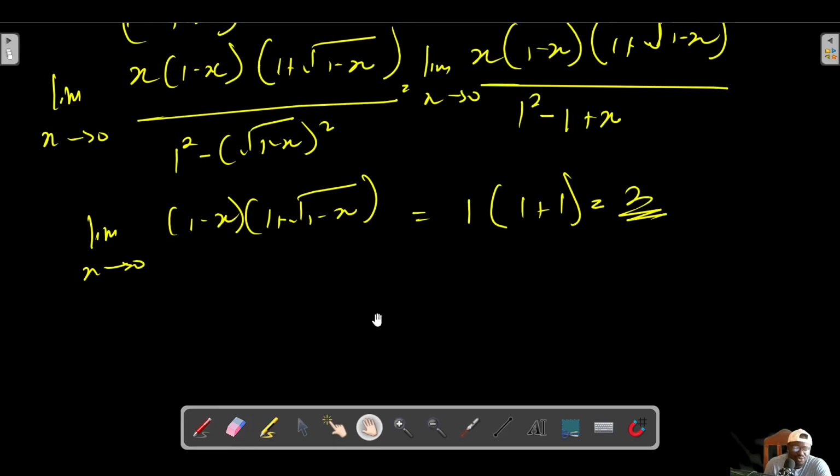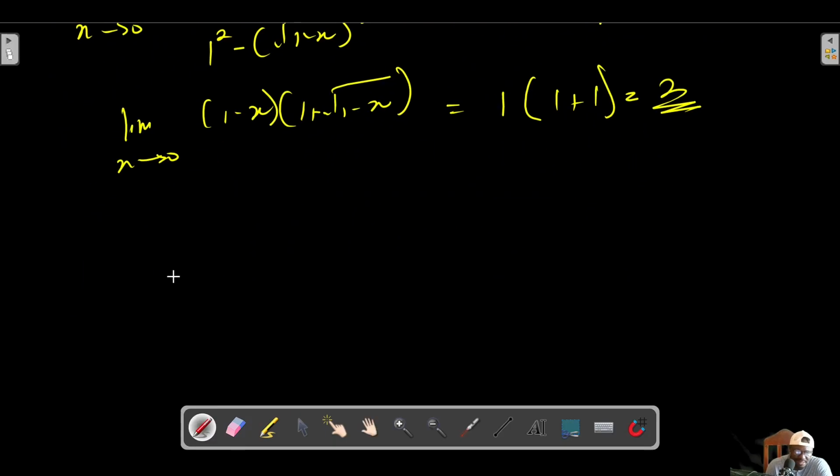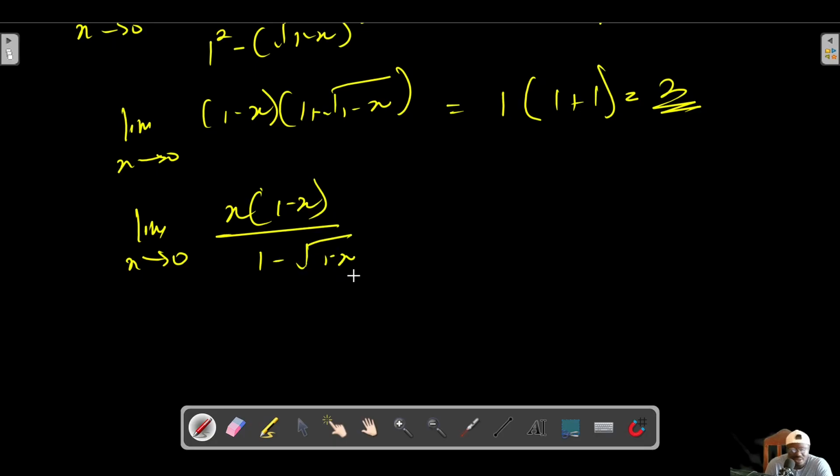Now, we can also use the method I brought in, right? Our question was the limit as x is approaching 0 of the expression x multiplying 1 minus x all over 1 minus root 1 minus x. So here I want to eliminate the what? That is the square root or the radical. Then I can say that let a squared be 1 minus x.